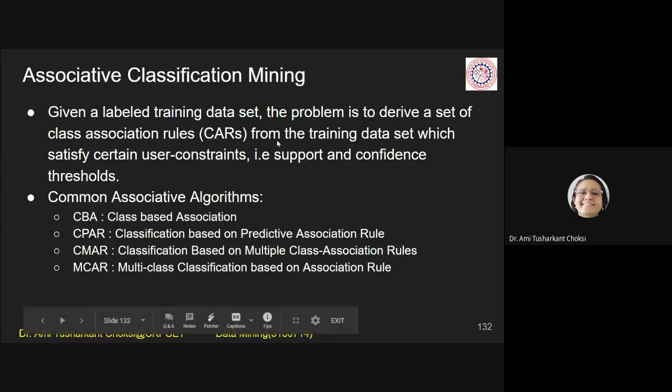So now what we want is, given a labeled training data set. Whenever we are talking of classification, we have the labeled data set. Fine. And what is the problem? The problem is to derive a set of class association rules. Till now, what we were considering is only association rules, that is this item and other item, this way. Now what we are considering is class association rules. And for that, we have these four algorithms, right? Let us see that.